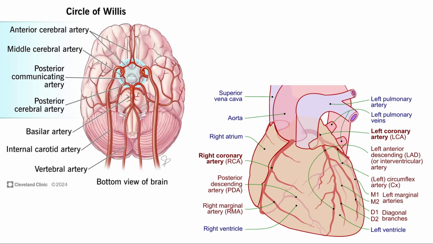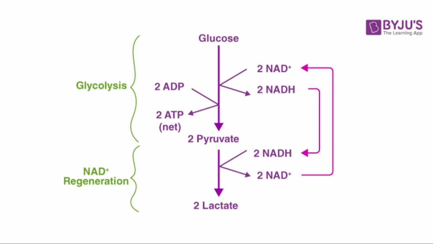aerobic metabolism. They are producing ATP at a rate of 32 molecules of ATP for each molecule of glucose when we have adequate oxygen. If we do not have adequate oxygenation, we switch to anaerobic metabolism, where we produce a net of 2 ATP molecules for each glucose molecule, which is significantly less efficient. We've gone from 32 down to 2.